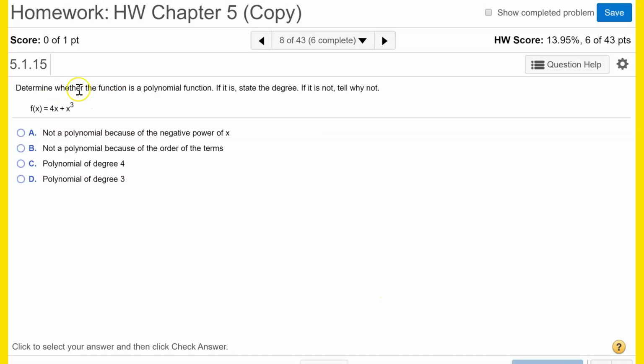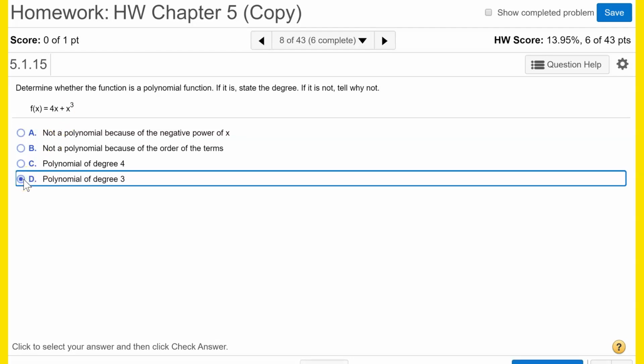All right, again, determine whether the function is a polynomial function. If it is, state the degree. If it is not, tell why not. Remember the two conditions to be a polynomial. You have to have real coefficients and whole number exponents. The coefficients are 4 and 1. They are real. The exponents are 1 and 3. They are whole, so it is a polynomial. What's the degree of this polynomial? The highest exponent is 3. Polynomial of degree 3.